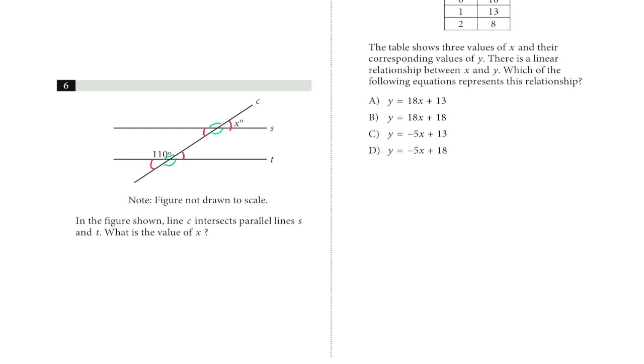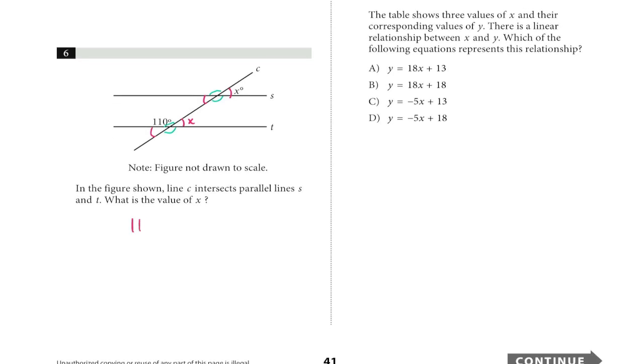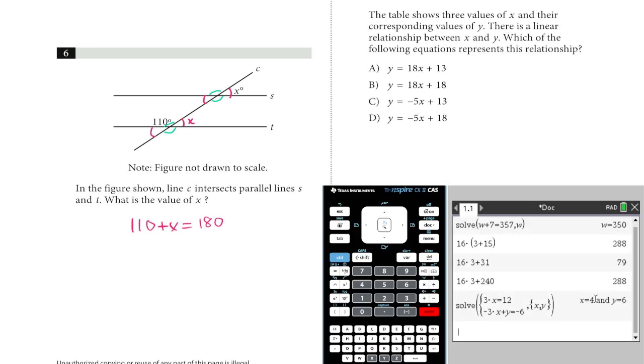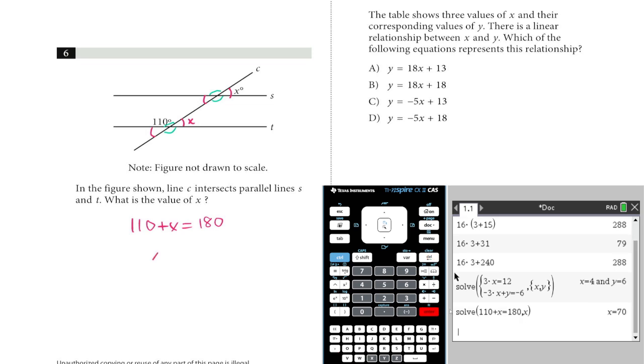So here, I could think of this angle right here as also being X. So that 110 plus X should add up to give us 180 degrees. So we could say that these two angles are supplementary to each other. Well, now that we just came up with an equation, we could solve that equation in our calculator, menu 3-1. So again, 110 plus X equals 180, comma X, not W, X. So we get X equals 70.